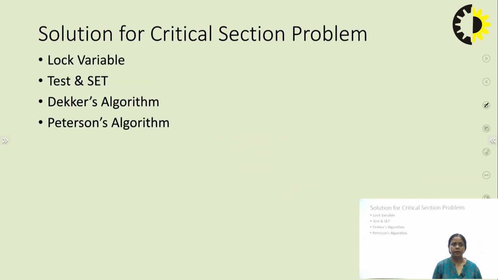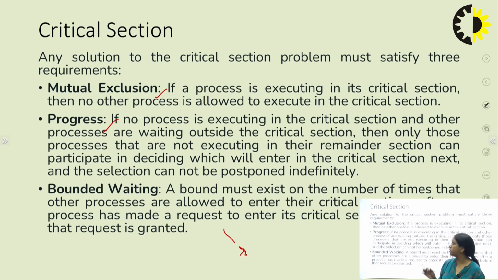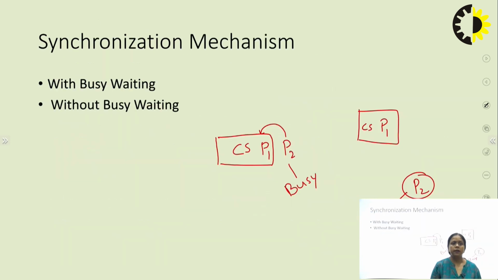Right? Now, these are the solutions to the critical section problem: lock variable, test and set, Dekker's algorithm, Peterson. These all are solutions for the critical section. We can use all these solutions, but the best solution is the Peterson algorithm. Why is it the best solution? Because it can preserve all the necessary conditions for the critical section, which I have already explained here. You can see here, these are the three necessary conditions for the critical section. These conditions can be satisfied by the Peterson solution.